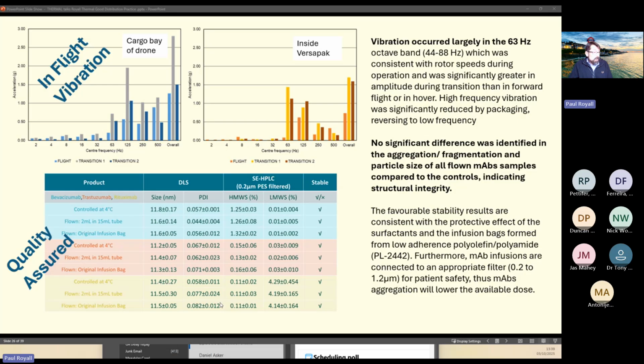And what we've got in these experiments is now we're moving to the drone. So we've looked at the control that's stored at 4 degrees. We've flown smaller decanted samples, and then we've also flown with the full infusion bag. Because we don't get so many of the infusion bags, we wanted to split them up a little bit so we can get some really good statistics, and then we flew the infusion bags as well. And what was really nice, they all passed during the drone flights.